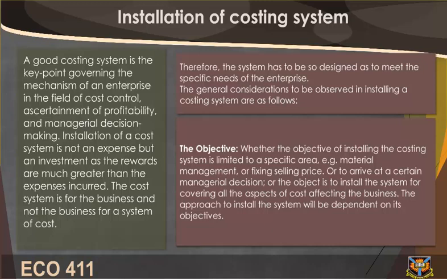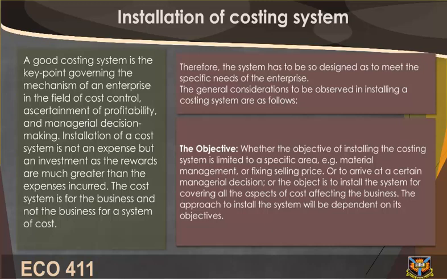Installation of costing system. A good costing system is the key point governing the mechanism of an enterprise in the field of cost control, ascertainment of profitability, and managerial decision making. Installation of a cost system is not an expense but an investment, as the rewards are much greater than the expenses incurred. The cost system is for the business and not the business for a system of costs. Therefore, the system has to be designed so as to meet the specific needs of the enterprise.